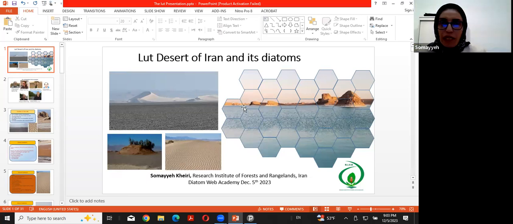Cold springs? No, I don't think so. The Lut Desert is always hot at springs. That's why I have heard that many tourists only visit Lut in early spring or late autumn or in winter, never in the middle of the spring.